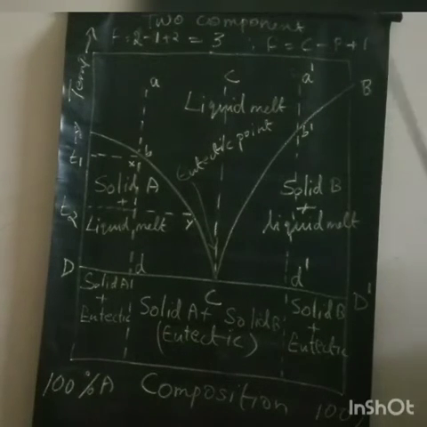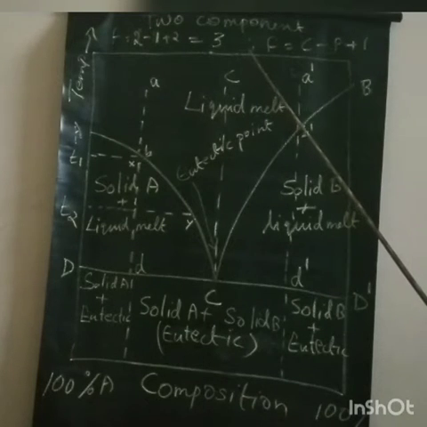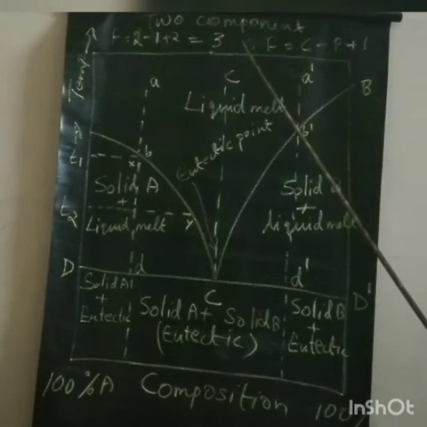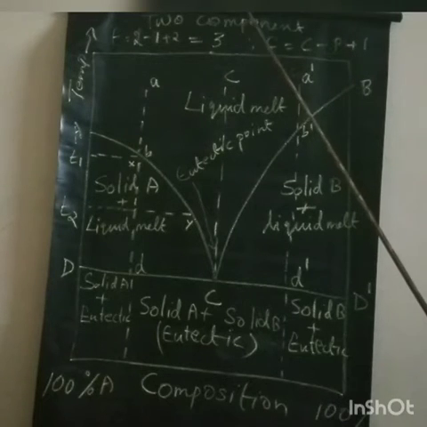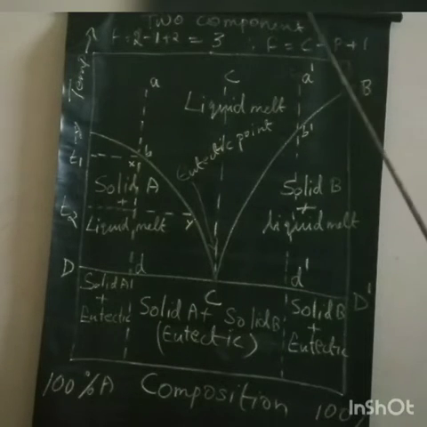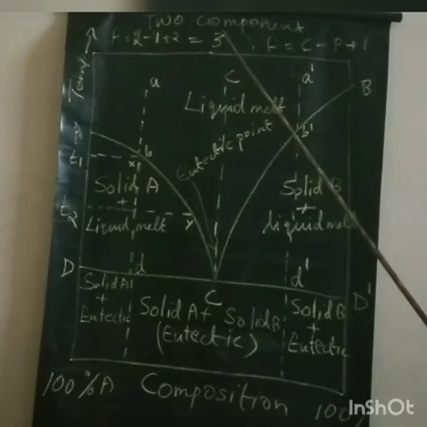That is, when you draw the phase diagram of a two-component system, you need to show the 3 degrees of freedom. That is the 3 variables: temperature, composition as well as the pressure. But for that you need to draw it in a 3-dimensional manner, or you have to keep a 3-dimensional model to express the phase diagram of a two-component system. But that is not practically possible.